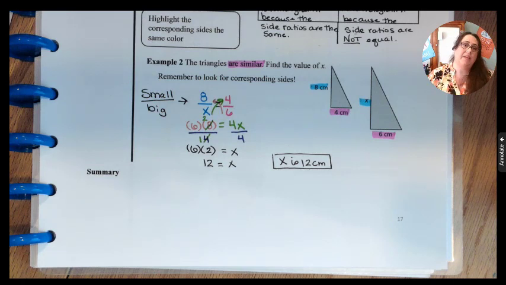So we are able to find that missing side by using our similarity knowledge. What I want you to do tonight is go back through the first example, where we were looking at whether or not they were similar, and make sure you understand which ones were the corresponding parts and why one is similar and one is not similar.